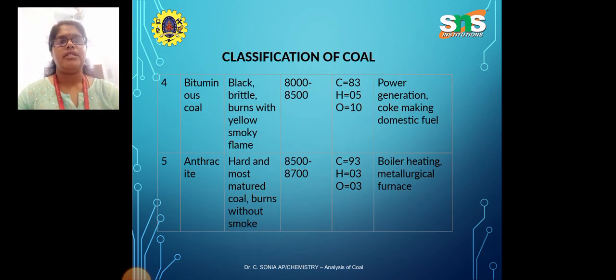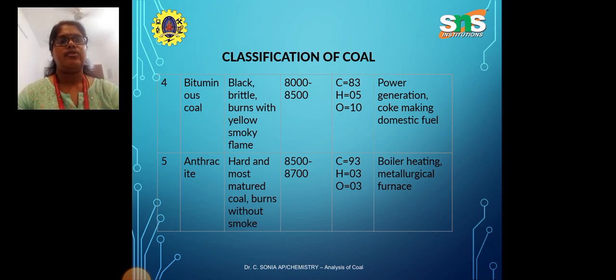And next is the bituminous coal. It is black, brittle, and burns with a yellow smoky flame. Its calorific value ranges from 8000 to 8500. You can see that from the beginning, in bituminous coal the carbon content percentage is high. It's becoming higher in each rank. Carbon is 83 percent, hydrogen 5 and oxygen 10. It's used for power generation, coke making and as domestic fuel.